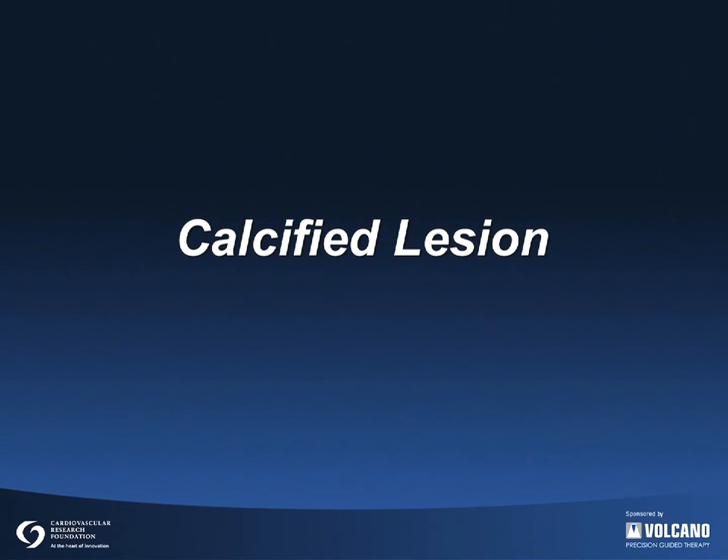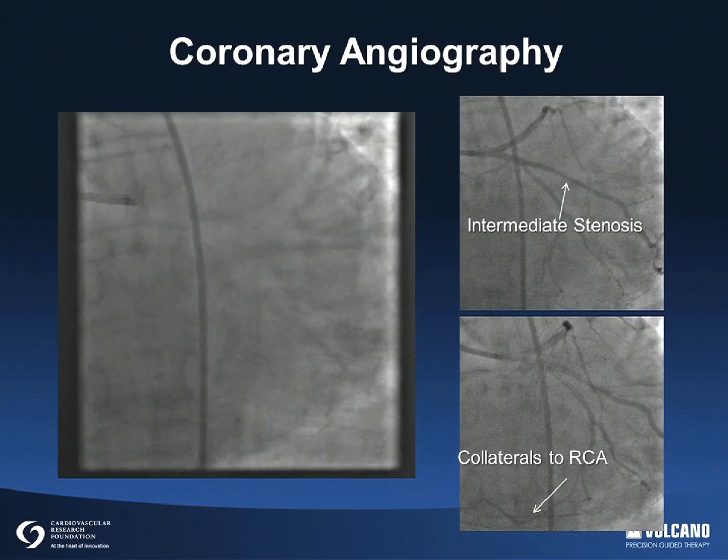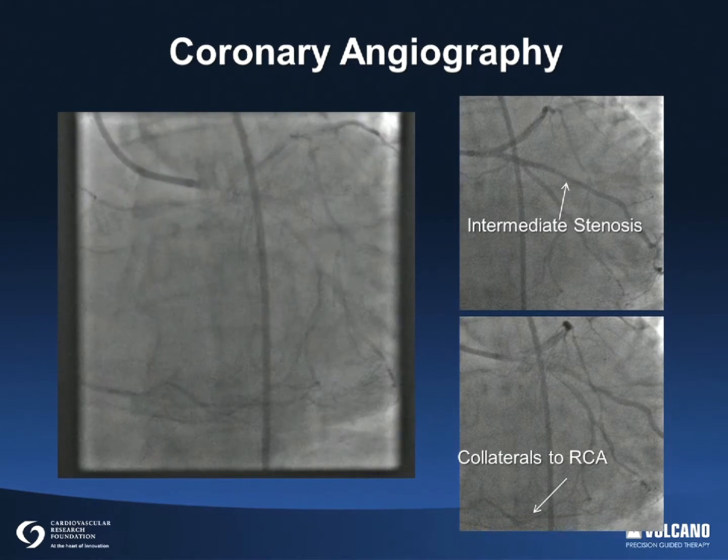This is a case summary containing severe calcification. A 63-year-old male was admitted to the hospital due to unstable angina. His only coronary risk factor was dyslipidemia. The coronary angiogram shows an intermediate stenosis in the obtuse marginal branch.